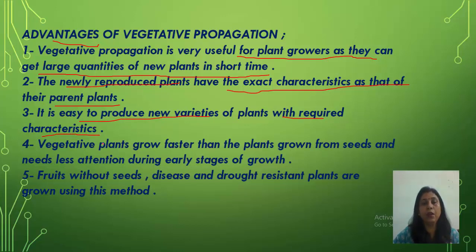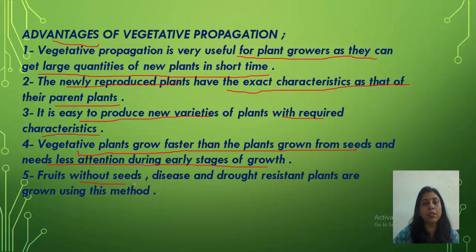We have taken two plants and then we joined them. So they will have new characteristics, a new variety. The vegetative plants grow faster than the plants grown from seeds and they need less attention during early stages of growth. Means when they are seedlings, small plants, at that time they need a lot of attention. But if we are growing a plant vegetatively, they need less attention in comparison to those.